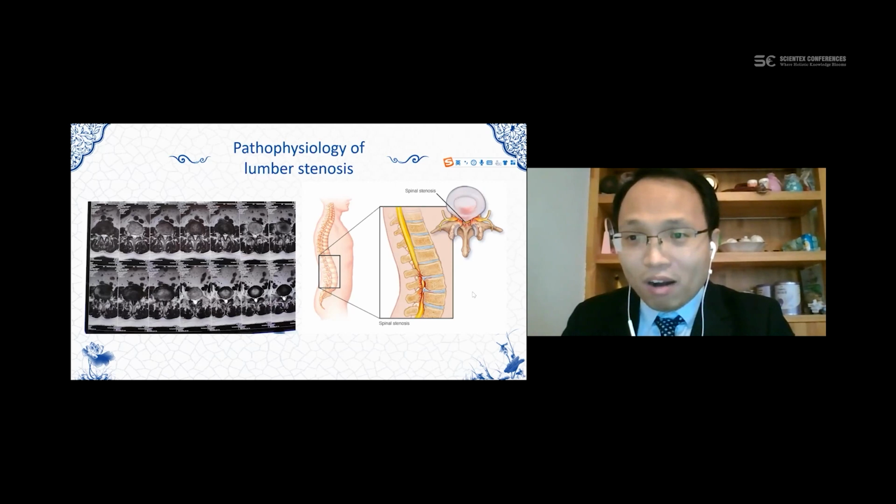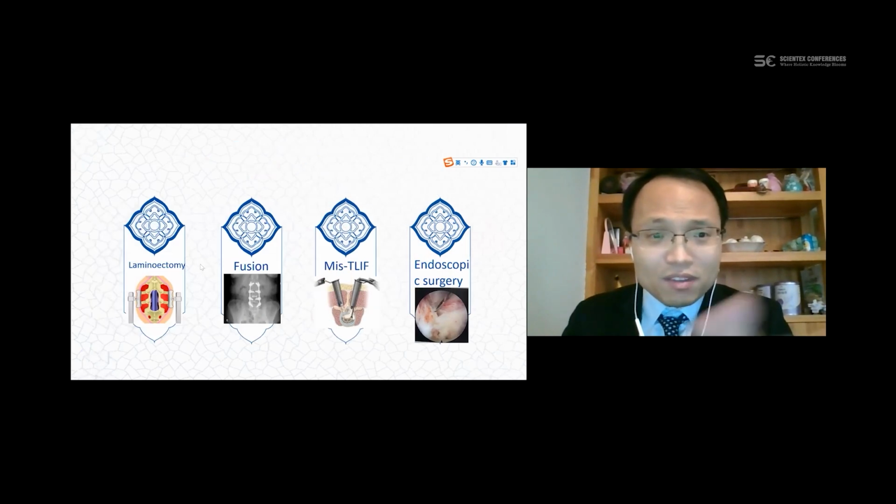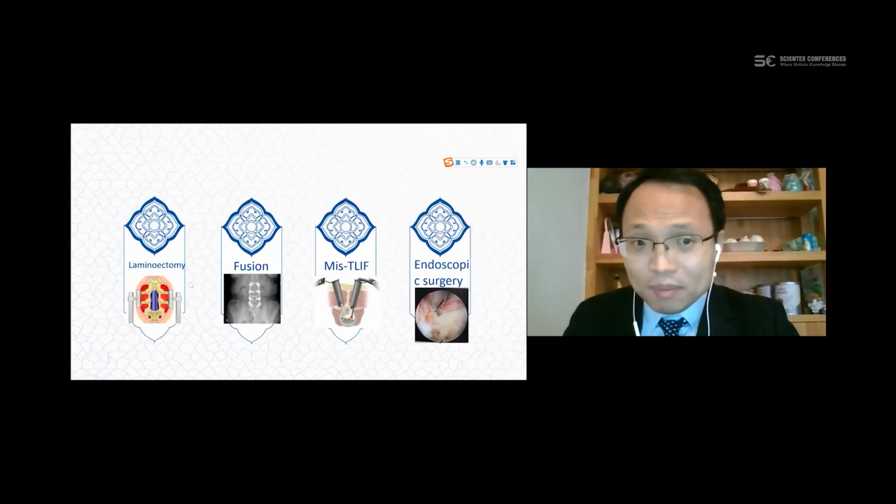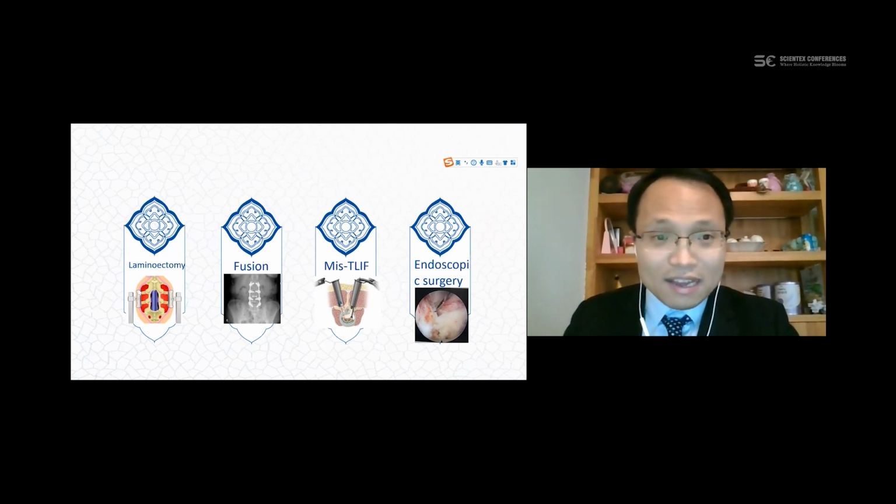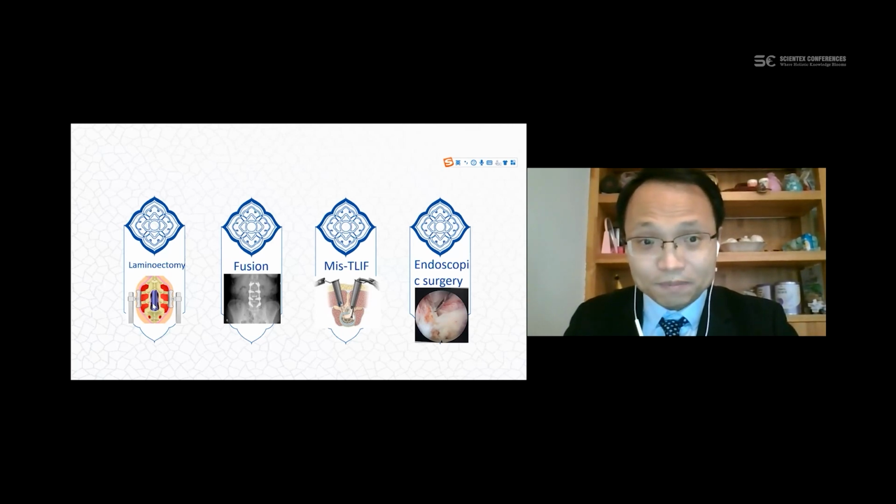So any part of decompression can be effective. Usually we do posterior decompression and remove the lamina, a laminectomy. Here are the most common surgeries we do today for lumbar stenosis. On the left is the laminectomy from the posterior approach, to remove the lamina and expose the dural sac and nerve roots, as well as doing lots of damage to the posterior ligament complex and the paraspinal muscles.